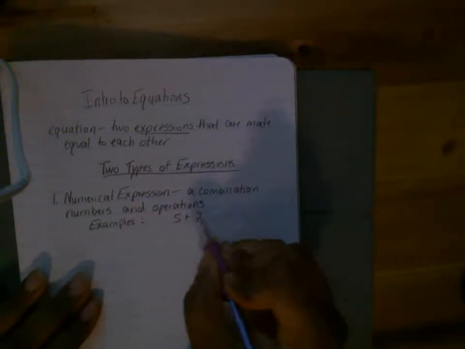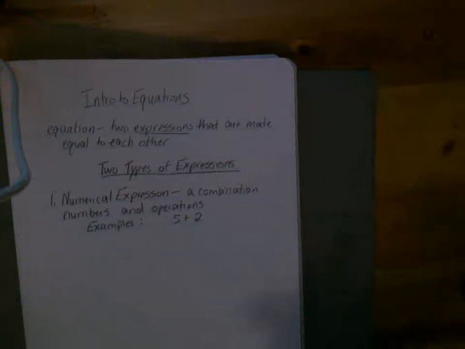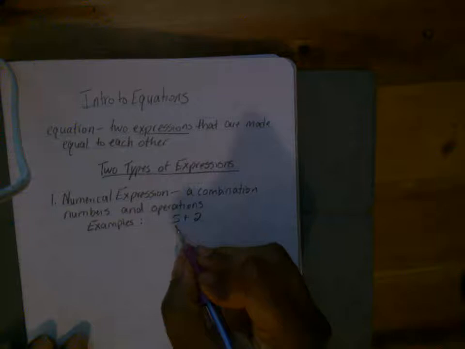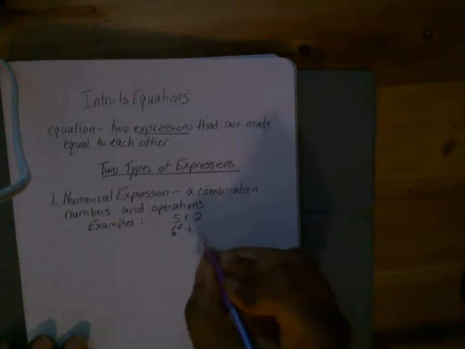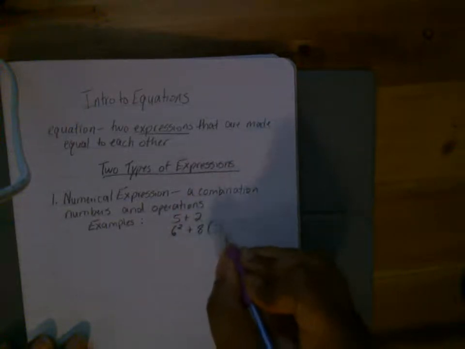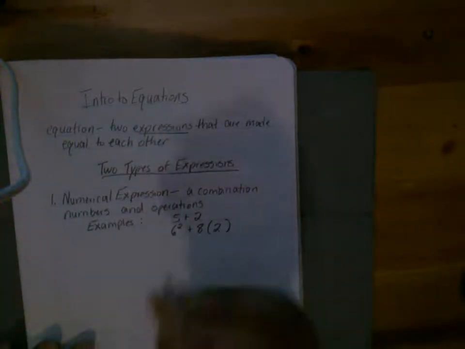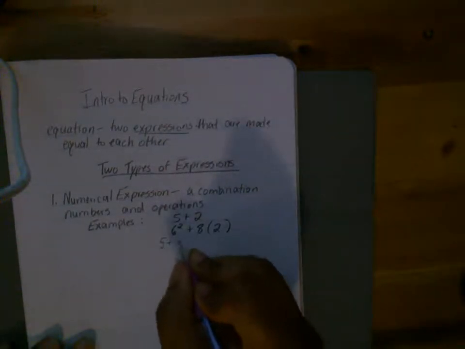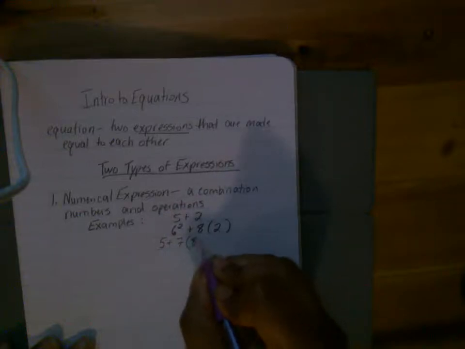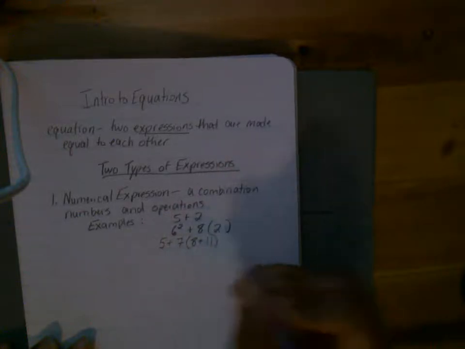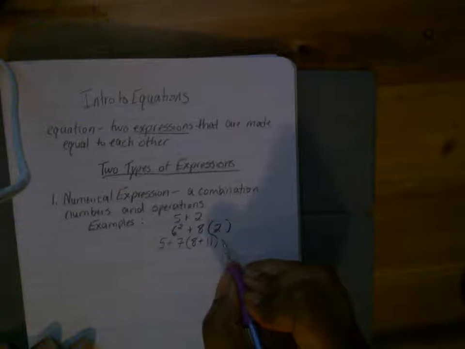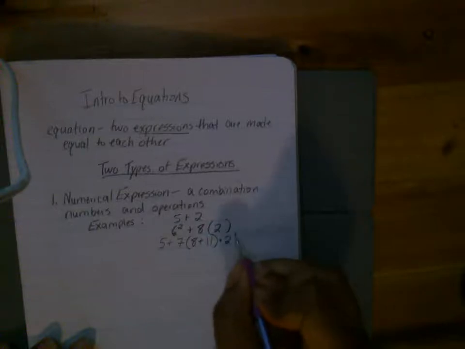5 plus 2. That's a numerical expression. It can be a little longer. 6 to the second power plus 8 times 2, which is multiplying by 2. It can be even longer than that. It can be 5 plus 7 times (8 plus 11) times 2 raised to the 11th power.